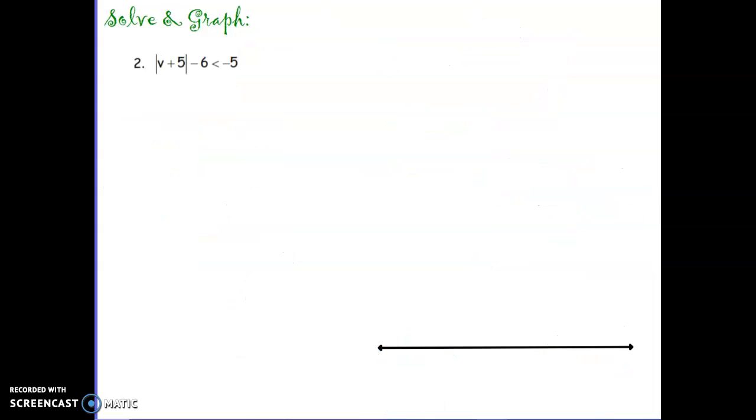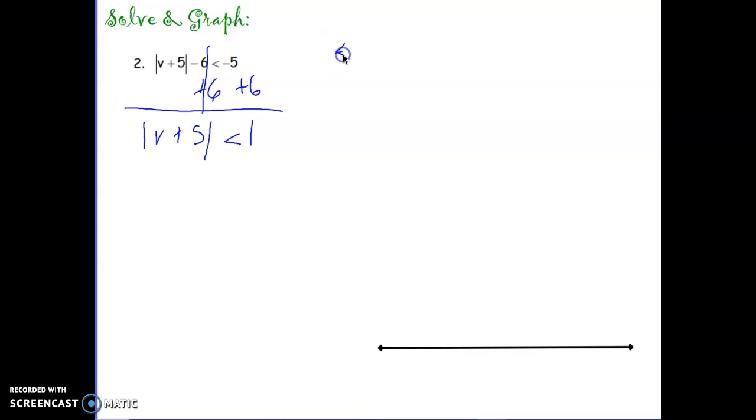In this one, I have a number with my absolute value. So do you guys remember what we did when we were solving equations? First thing we had to do was isolate the absolute value. We had to get the absolute value by itself before we could split it into two pieces. And the same thing is going to be true here.